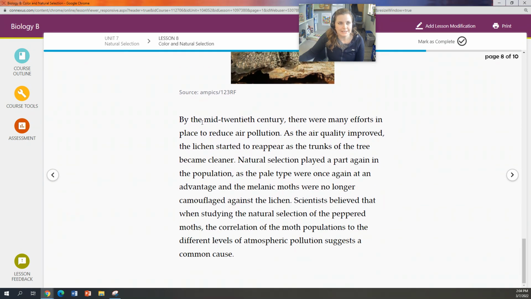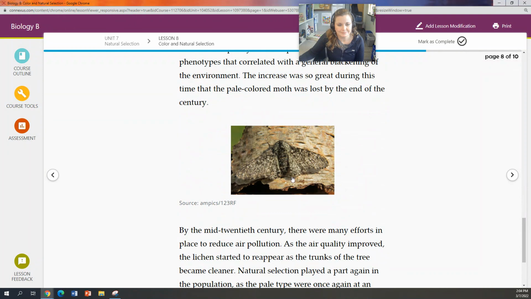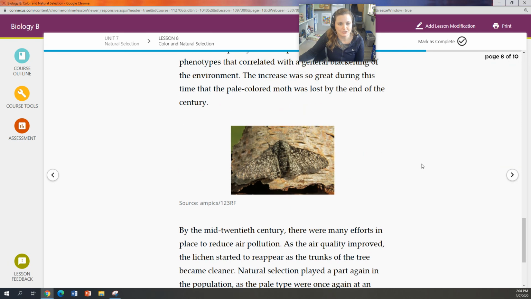Now, during the mid 20th century, laws were passed to try to improve air pollution, just like our Clean Air Act here in the United States. Other laws were passed in England to clean up air pollution, and when that happened, the trees returned to their natural color. They're no longer dark and soot covered. As a result, we saw an increase in the number of light-colored moths and a decrease in the number of melanic moths. Again, they're no longer camouflaged against the tree.